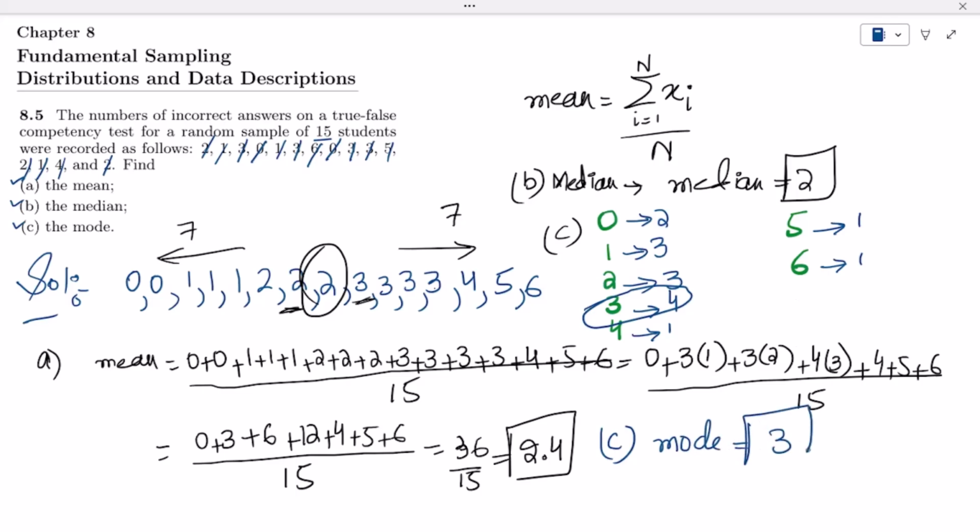So that is the answer. Let me highlight them all. The mean is 2.4, 2 is the median, while 3 is the mode of the series we have here. So that's it for today, in which we have seen how to find the mean, the median and the mode of a series.